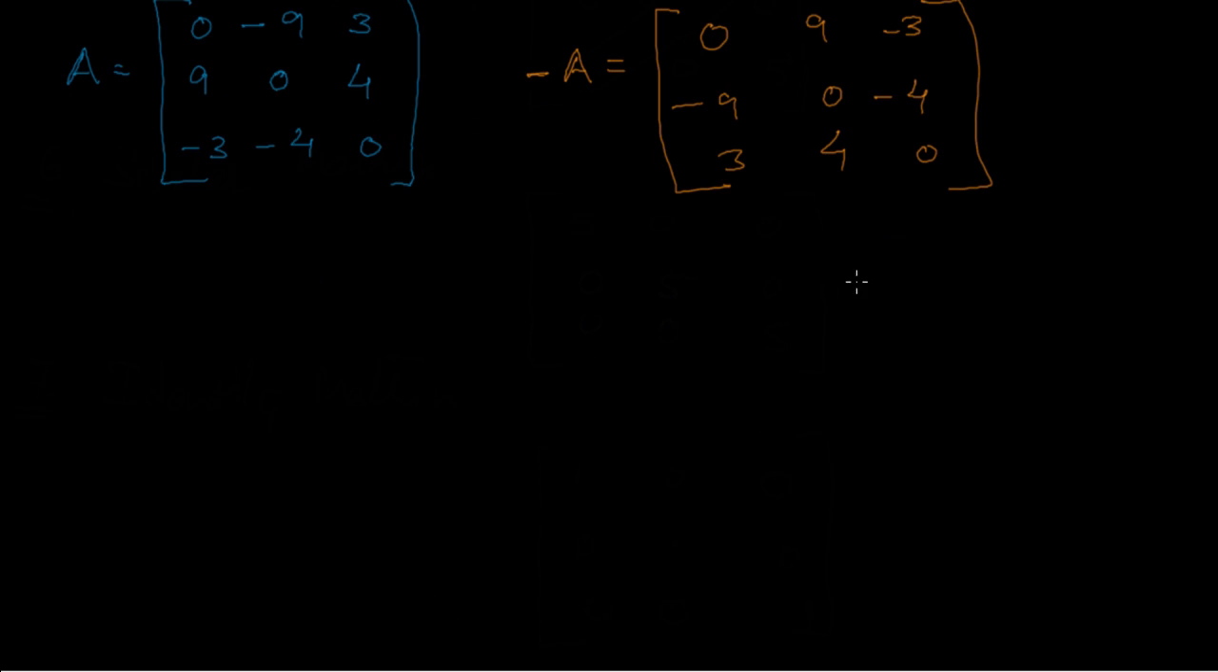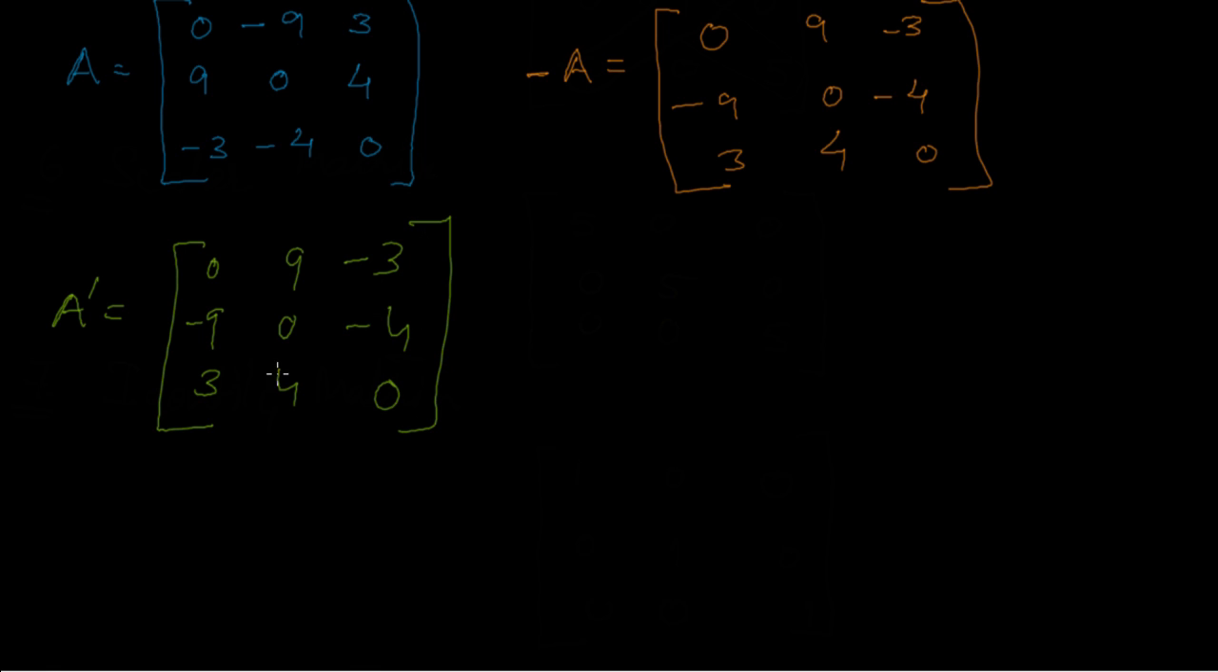And we have to make the transpose of A also. For the transpose of A, we convert the rows into columns and get 0, -9, 3, 9, 0, 4, -3, -4, 0. So we have made the transpose.